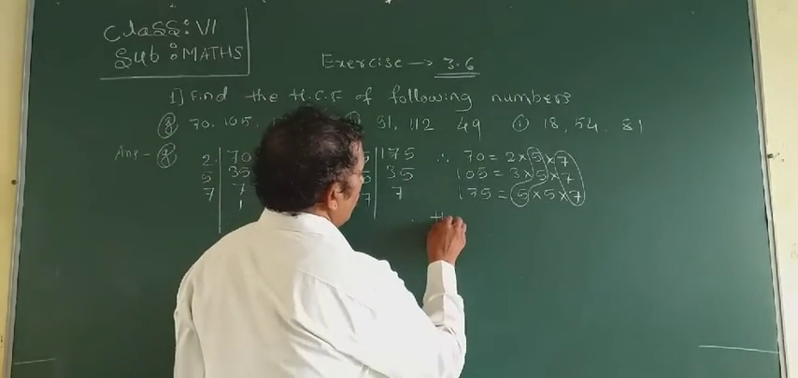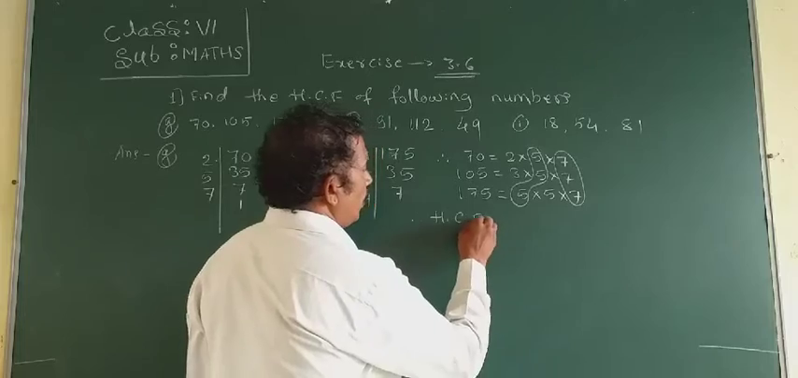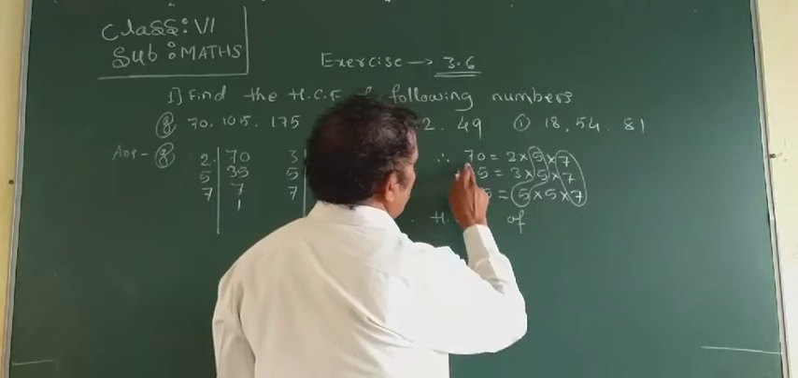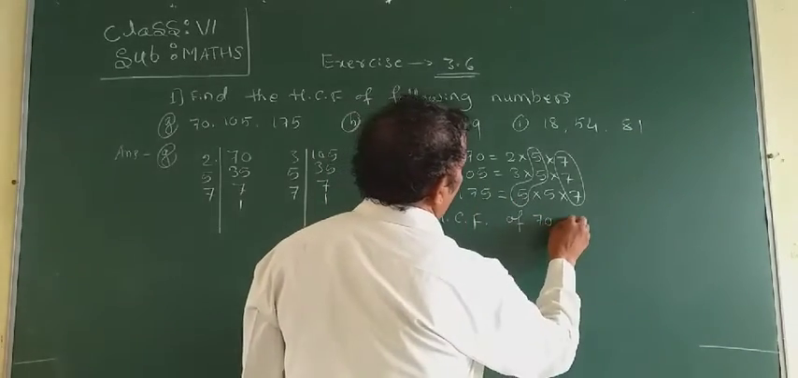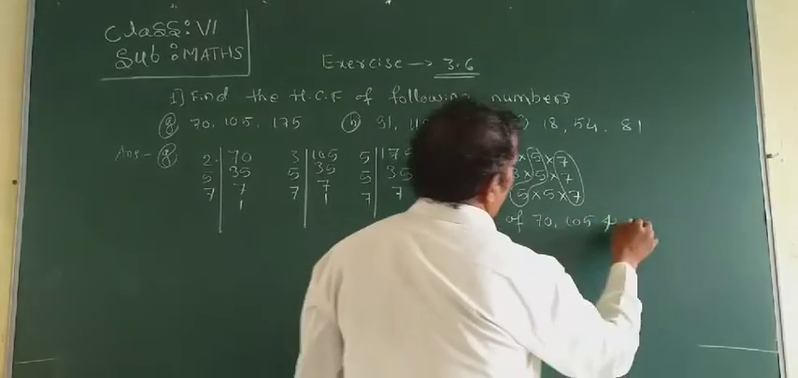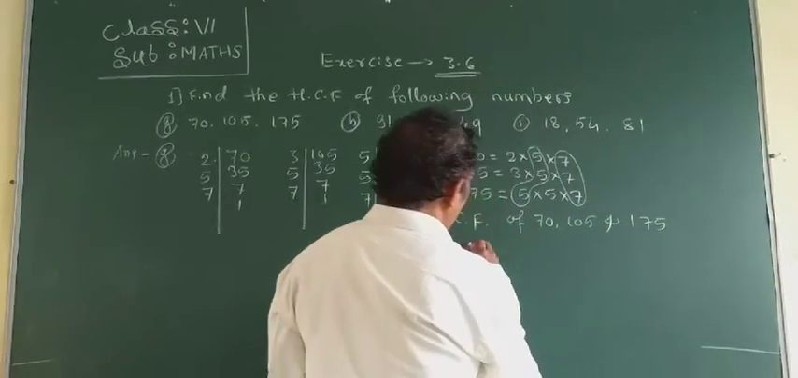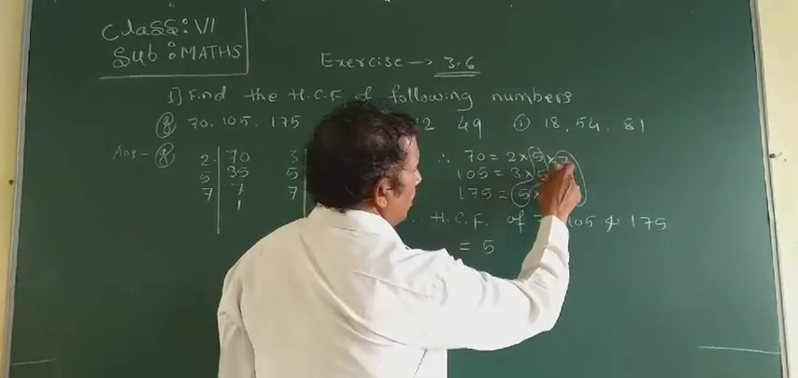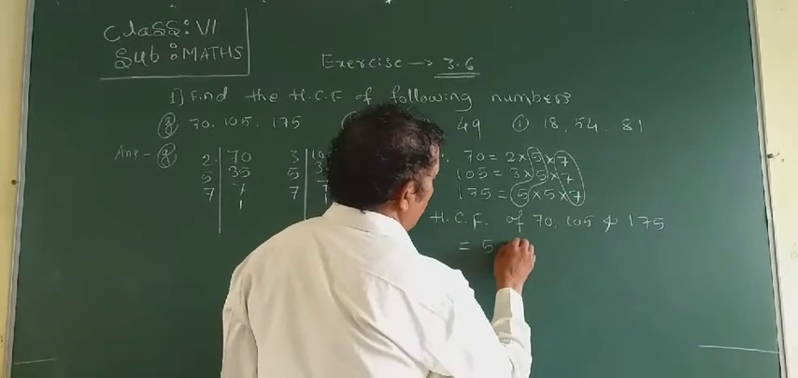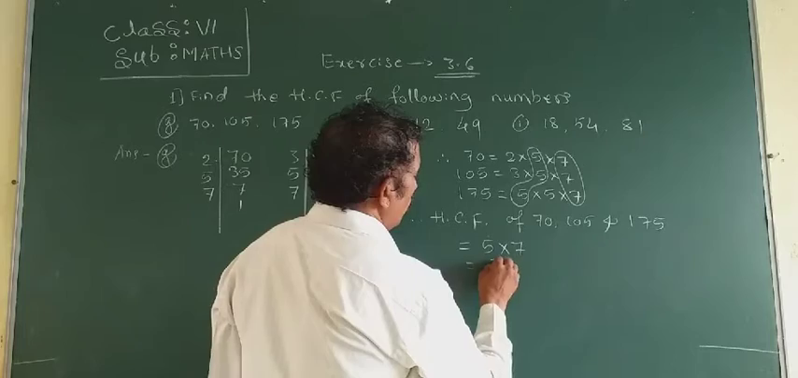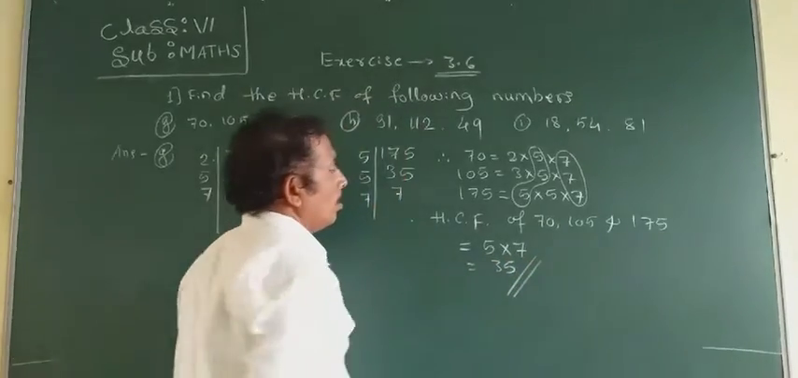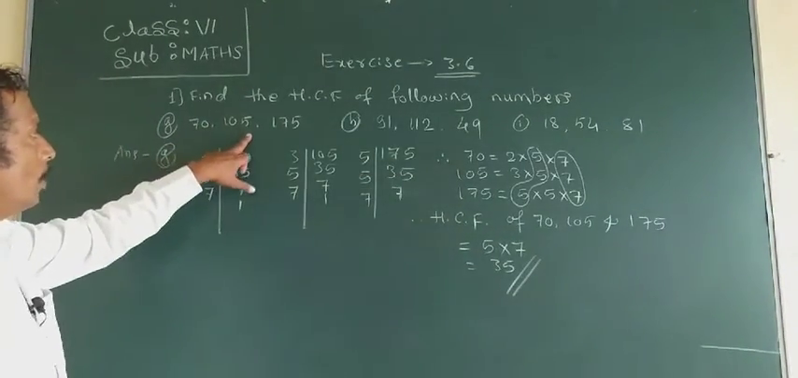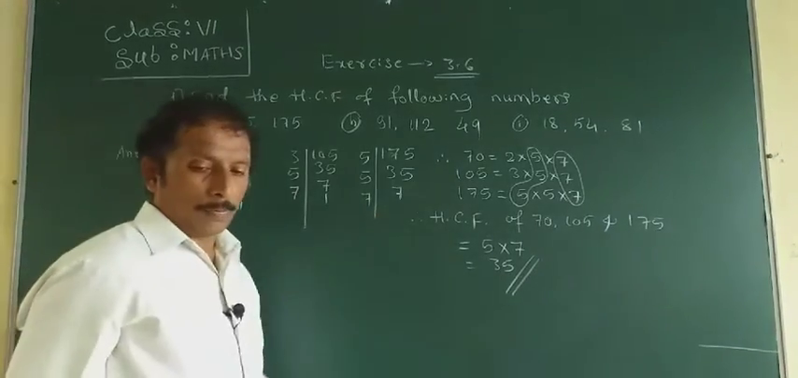Therefore, HCF, means highest common factor, of 70, 105 and 175 is equals to first common factor 5. Similarly, second common factor is 7. Take their product, it is 35. Therefore, highest common factor of 70, 105 and 175 is 35.